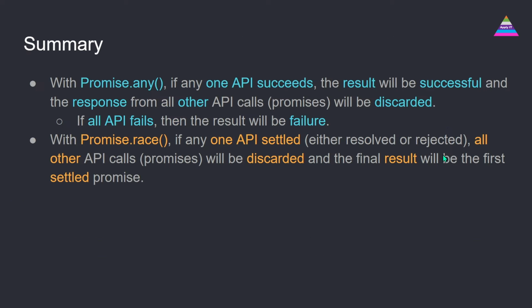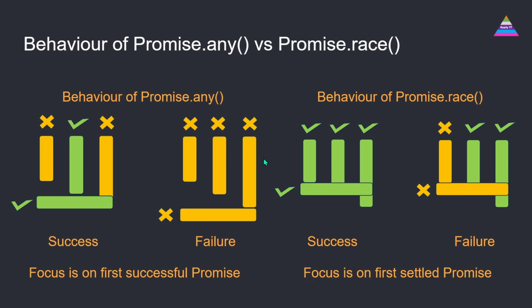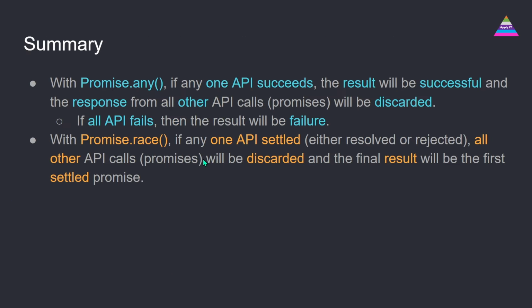To summarize, with Promise.any, if any one API succeeds, then the result will be successful, and the responses from all other API calls, that is promises, will be discarded. If all APIs fail, like in this situation, then only the result will be a failure in the case of Promise.any. However, with Promise.race, if any one API is settled, meaning either resolved or rejected, then all other API calls or promises will be discarded, and the final result will be the response from the first settled promise. That is the behavior of Promise.race.